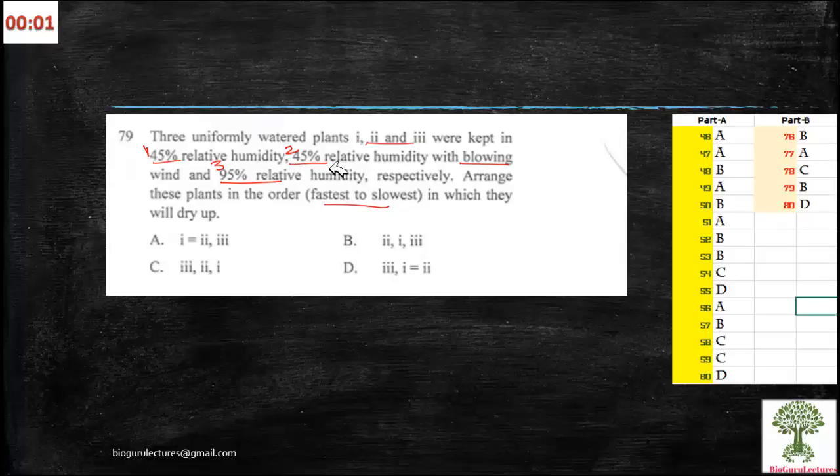Hence, the wind blowing with the relative humidity makes the plant go for transpiration in larger amounts. Hence, it leads to the plant drying up first. So plant 2 is first, and due to 45%, next without wind blowing, but still it is a bad sign, plant 1 dries up, and finally plant 3 is going to dry up. So this is the sequence you should follow here.